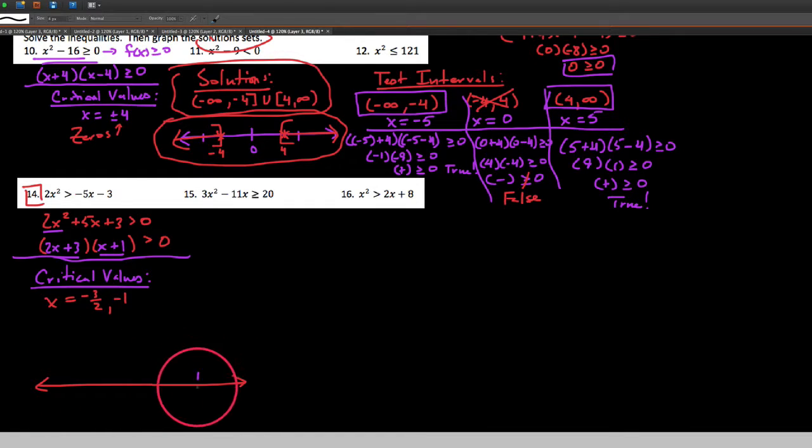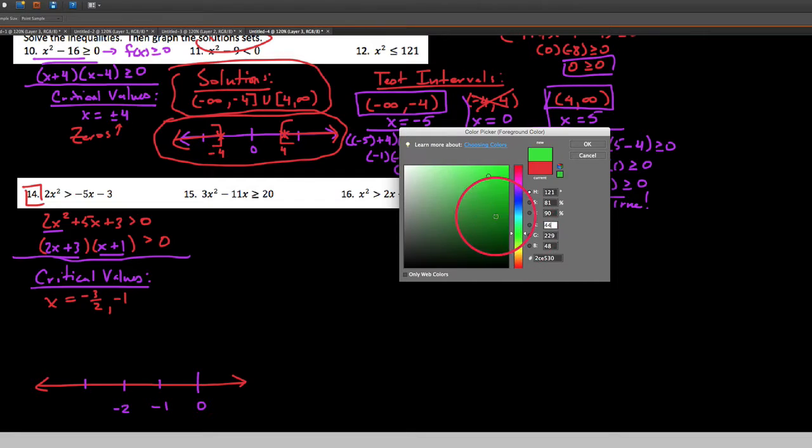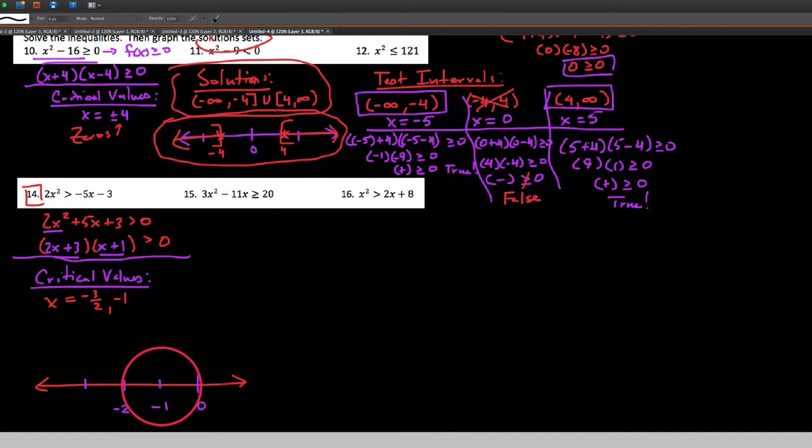I notice they're both negative, so I'll go ahead and throw a 0 right here. I'll label this negative 1 and negative 2. Our critical values here, maybe I'll mark them in a different color, maybe a greenish. So at negative 1 and at negative 1.5, we have critical values. And so we're going to set up our test intervals around these.